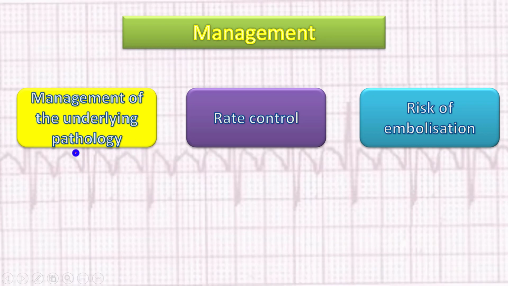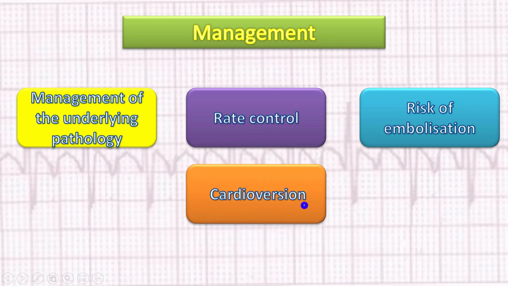So first, management of the underlying pathology. Second is the rate control, third is the risk of embolization, and lastly is the cardioversion. Okay, and we will say at which stage we will do every step of this.